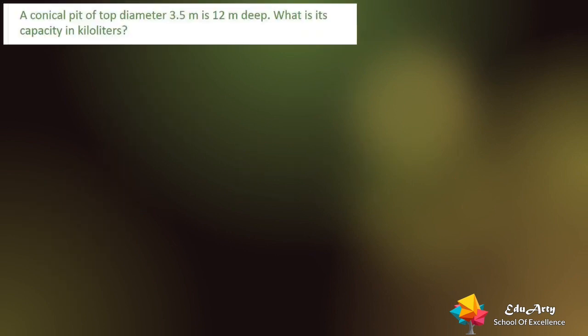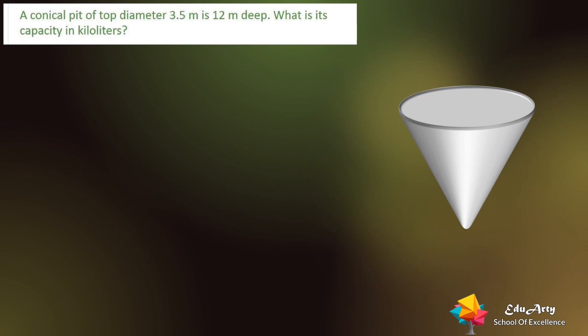Okay, so let's see this example. They are saying that a conical pit of top diameter 3.5 meters is 12 meters deep. What is its capacity in kiloliters? क्या पूछ रहे देखो. पहले तो ये conical pit है समझो, ठीक है. And they are saying diameter, ये जो diameter है, this diameter is 3.5 meters, correct. और उसकी एक depth भी है, which is equal to 12 meters.